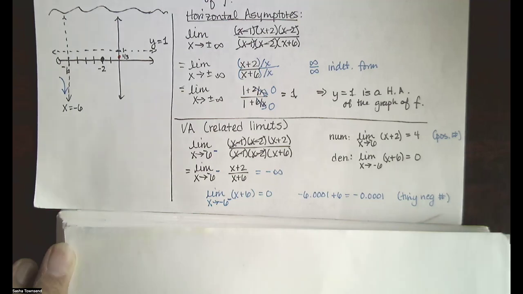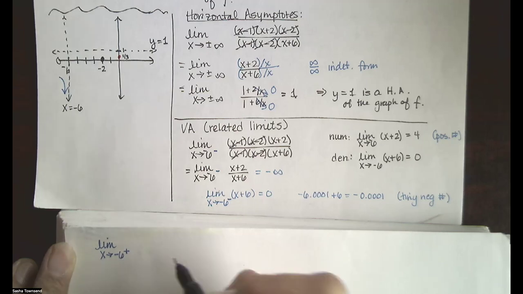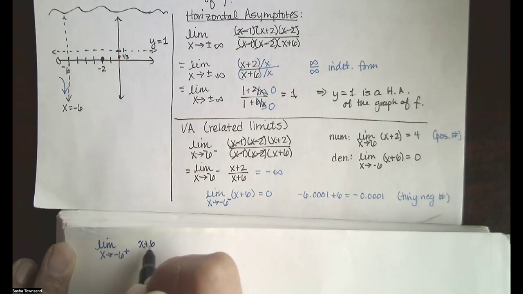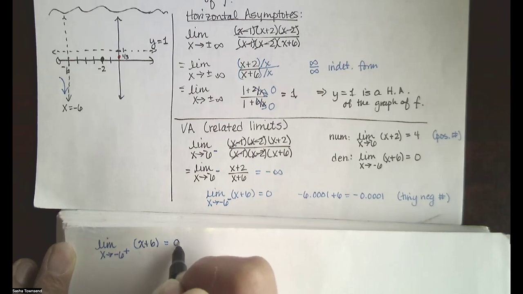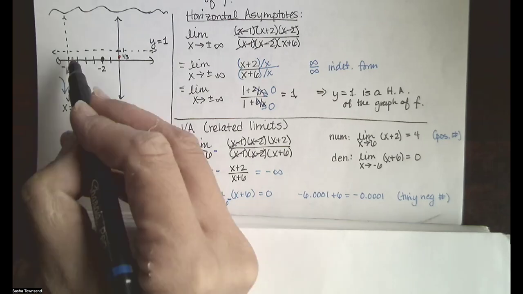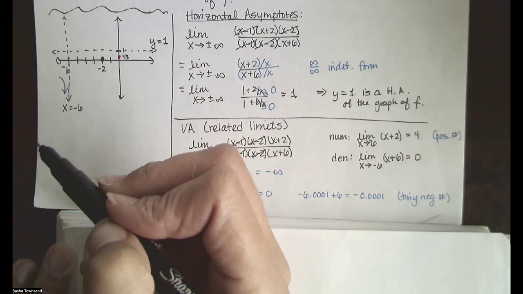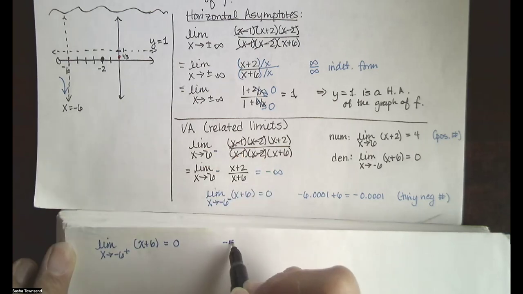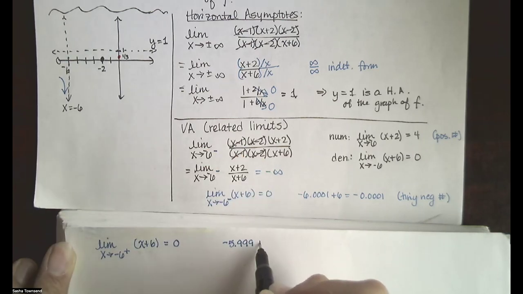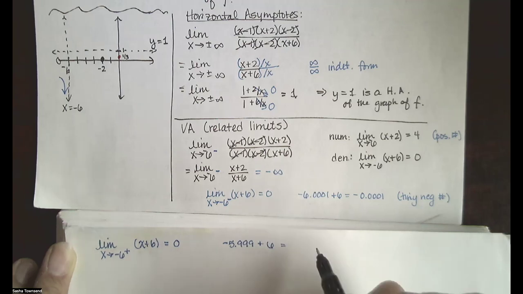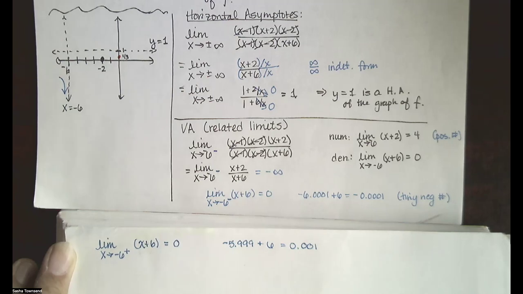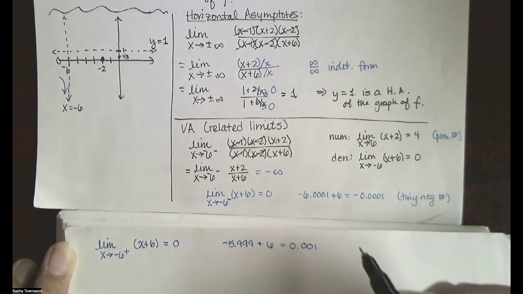So we're now going to look at the limit as x approaches -6 from the right of x plus 6. Well, we know that that's 0. But if we're approaching from the right, the numbers might be like -5.999. So you take that number and add 6 to it. And that is a tiny positive number.